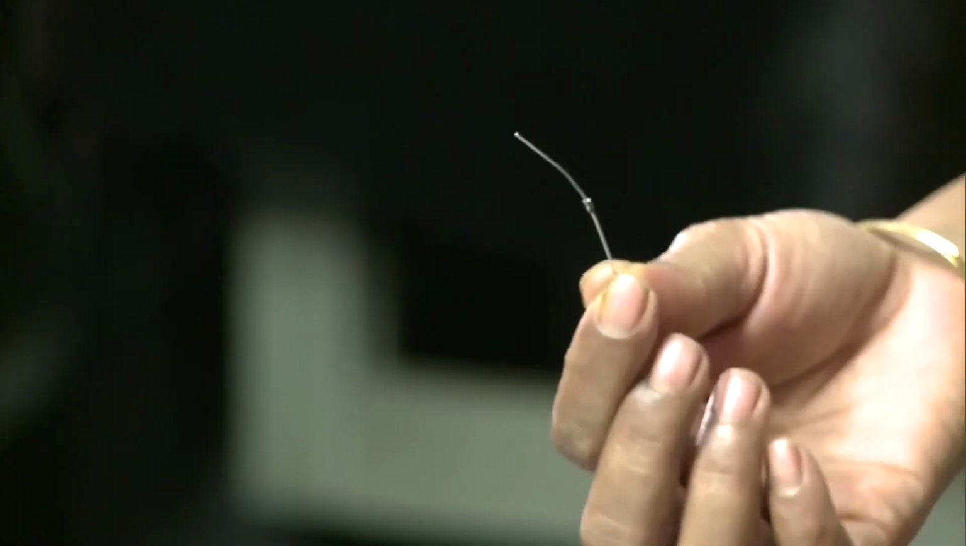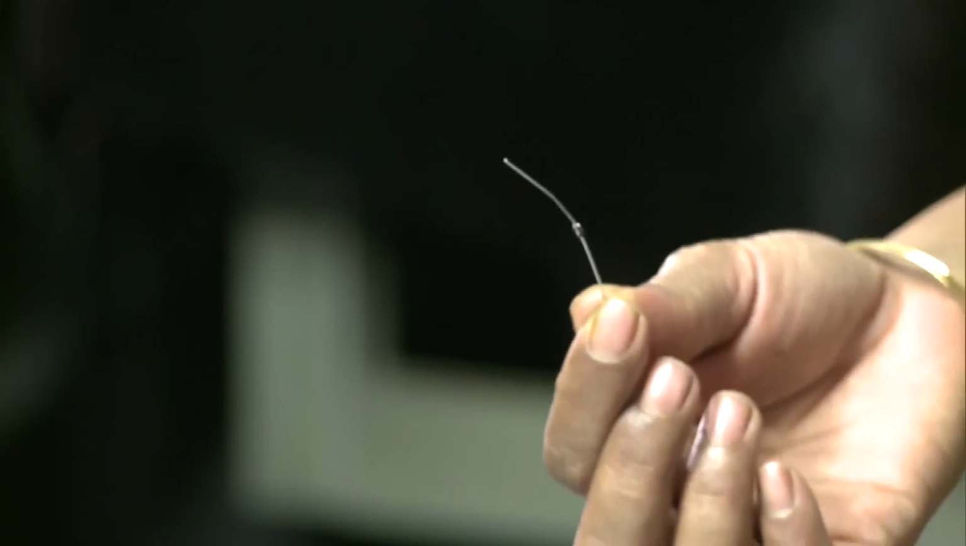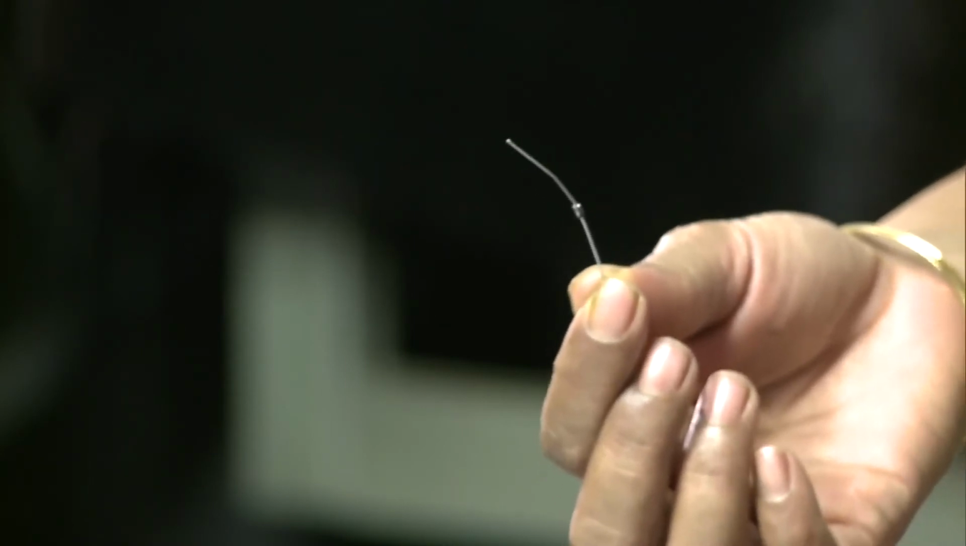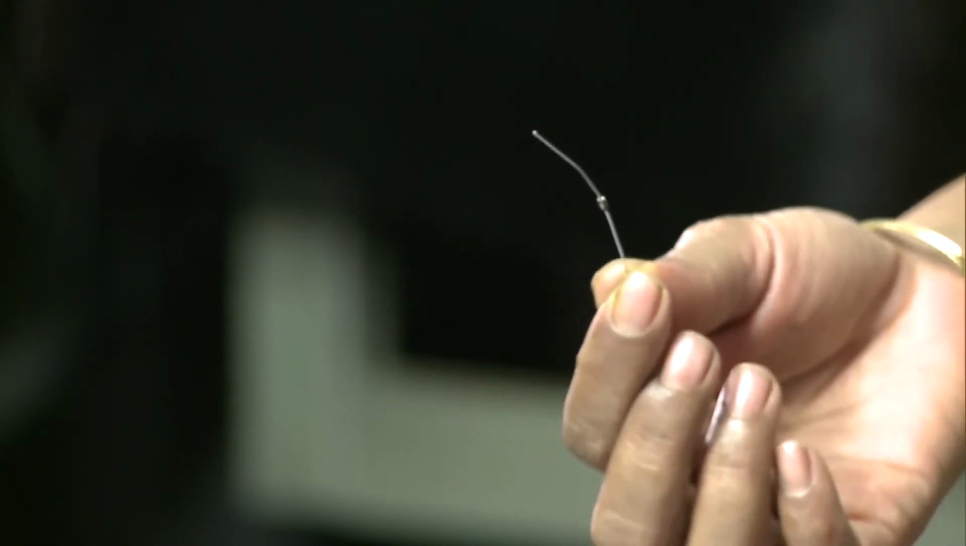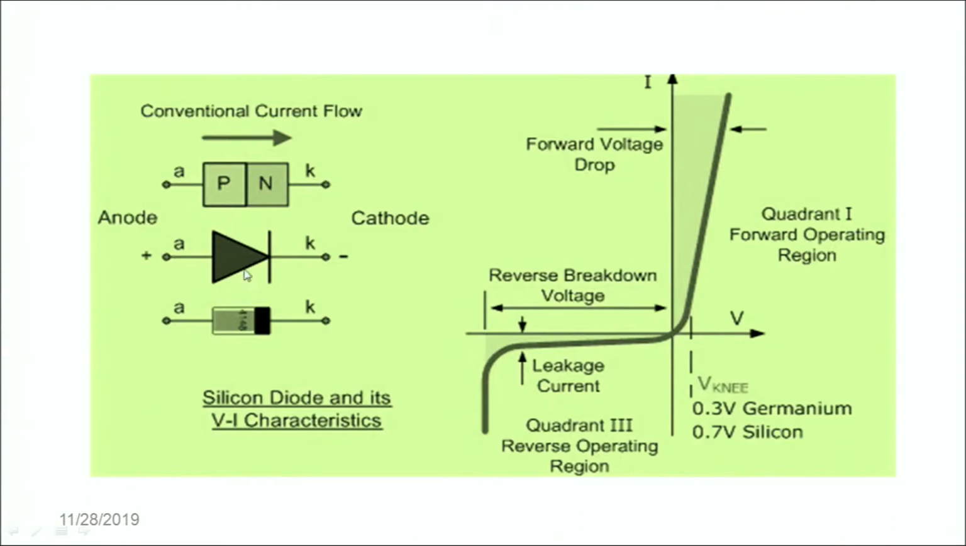Let me show you a Zener diode as such. This is the Zener diode which is used in reverse bias. A Zener diode acts like a voltage stabilizer or voltage regulator. Let's understand the diode characteristics when it works as a Zener diode. A typical Zener diode is always connected in the reverse bias.